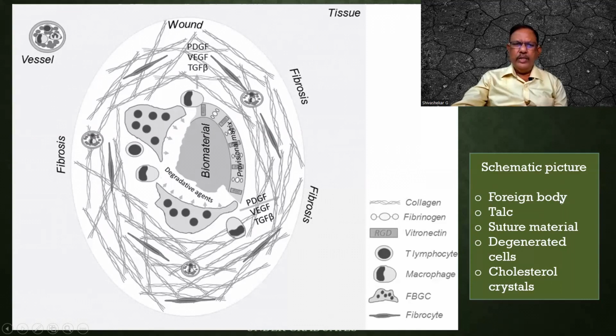And what are the foreign bodies we will have to think about? It can be talc material that can be left behind after surgery. Suture material, again, left behind after surgery or incomplete removal of the suture. There can be degenerated cells from any of the tissue. Once it is dead, it is a foreign body to the other cells. Cholesterol crystals, which we shall be seeing. And all these components are labeled here. I would like you people to kindly make a note of them.